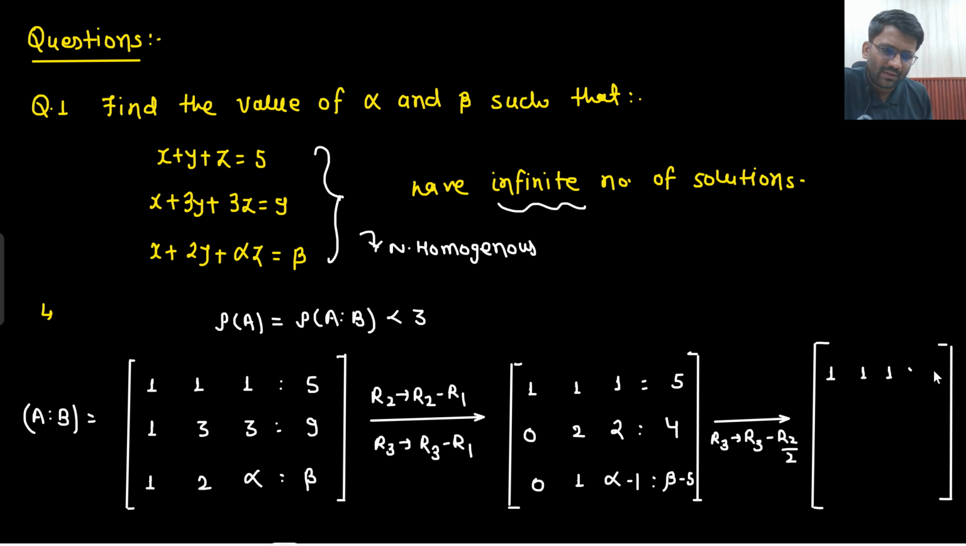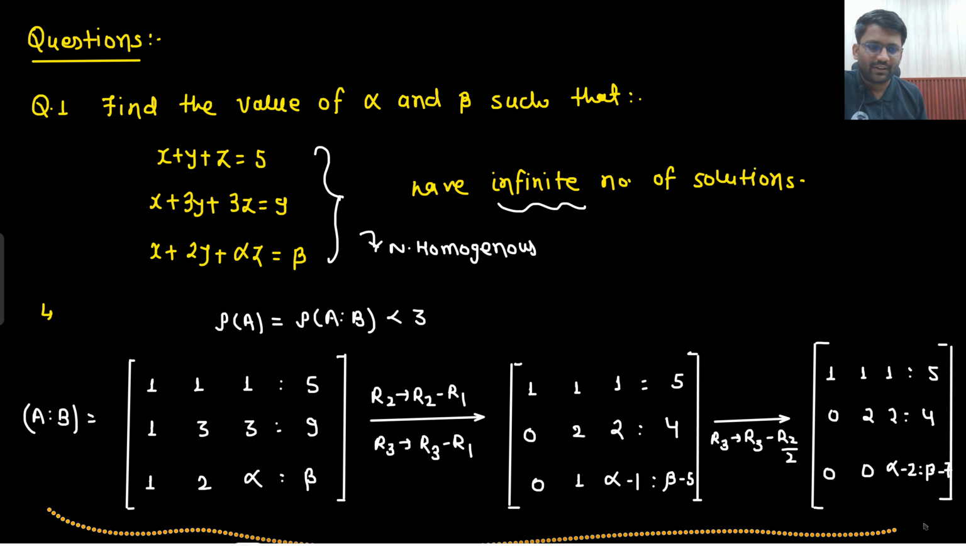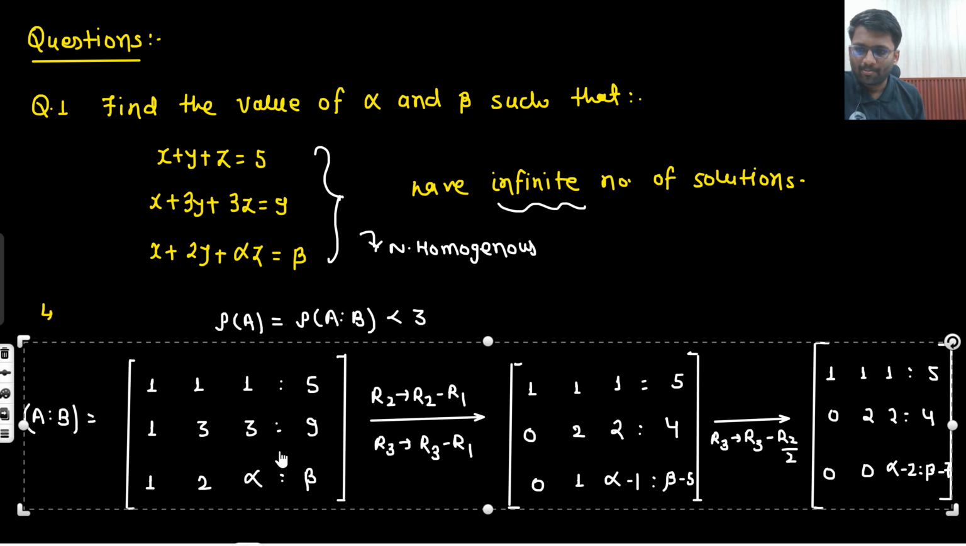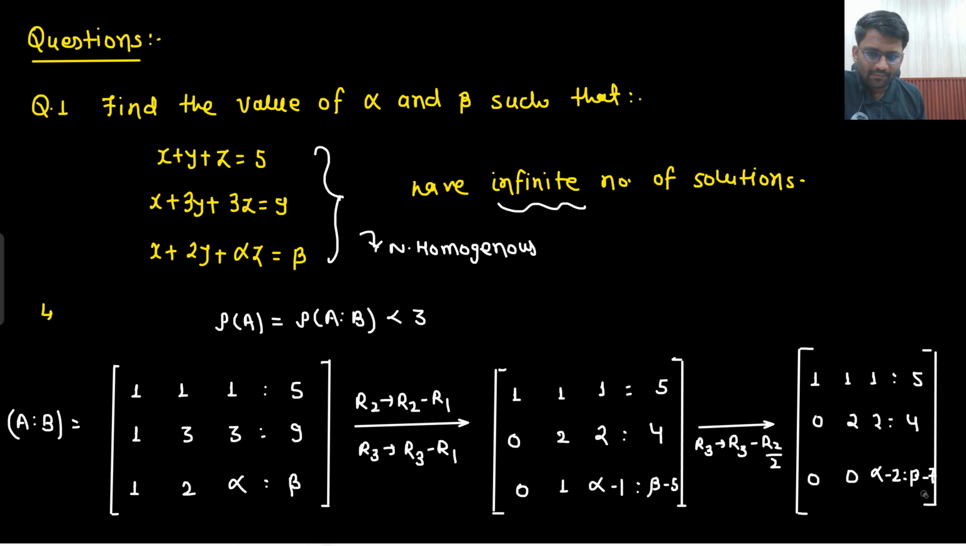One, one, one, augmented 5, 0, 2, 2, augmented 4, 0. Half of 2 will be 1, so this will become 0. This will be alpha minus 2. And half of 4 will be 2, so this will become beta minus 7. Right? This is the matrix you are getting. I hope you are able to see it. Five, 4, beta minus 7. This is what we are getting.